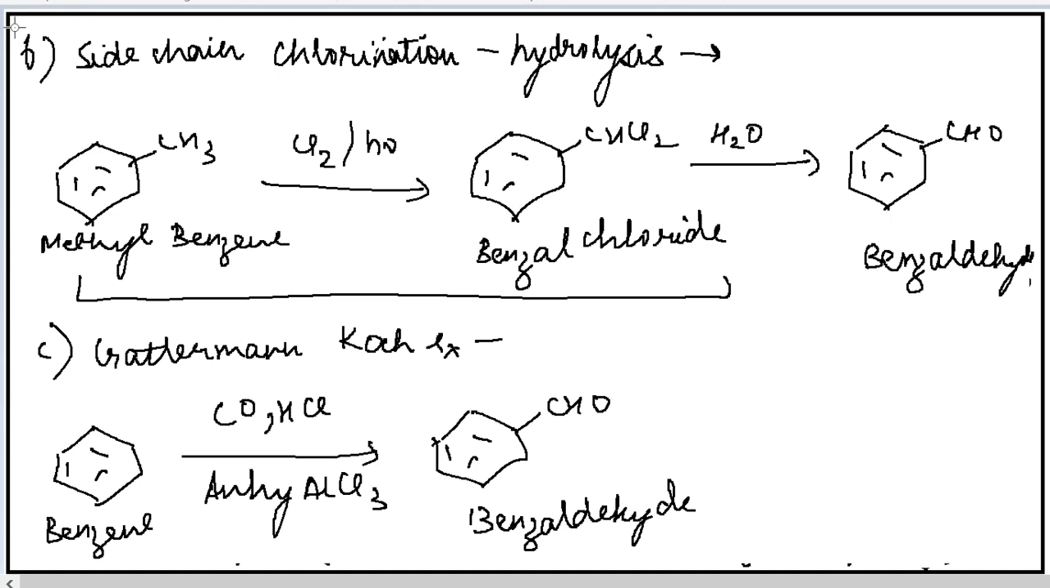So aldehyde can be produced by three methods. The first method is reduction of acid chloride, also called Rosenmund reduction. The second method is by reduction of nitriles and esters. The third method is from hydrocarbons, and that is further divided into three methods, that is by oxidation, by side chain chlorination, and by Gattermann-Koch synthesis.